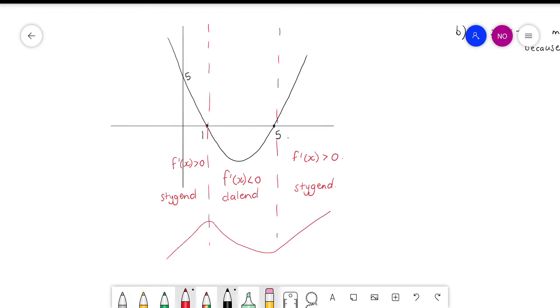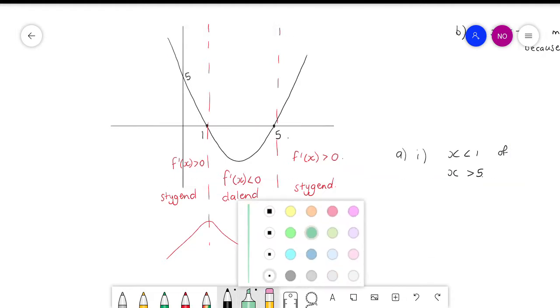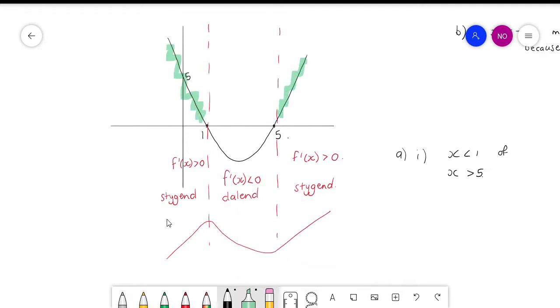So hulle sê vir jou vir watter waardes van x neem f toe. So for the original function to be ascending, we need the first derivative to be positive. So dit gaan wees vir x kleiner as 1 of x groter as 5. So hierdie stuk van die grafiek en hierdie stuk van die grafiek. Goed. Verstaan julle almal hoekom? En dan as hulle vra waar neem hy af, dan sal dit nou net daai stukkie in die middel wees. Soos dit.